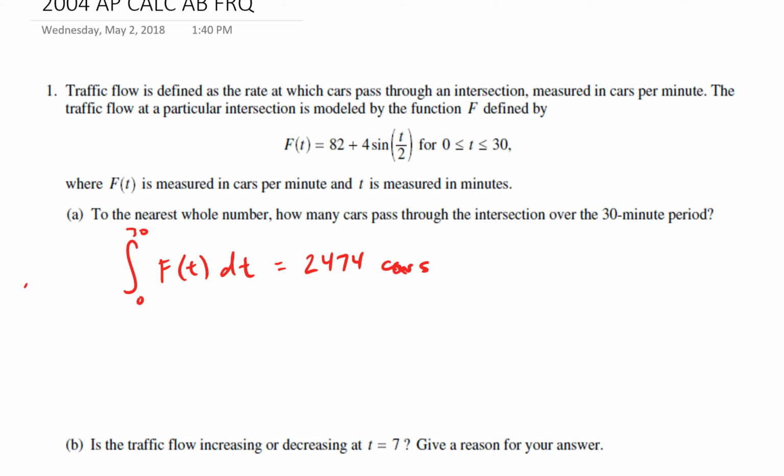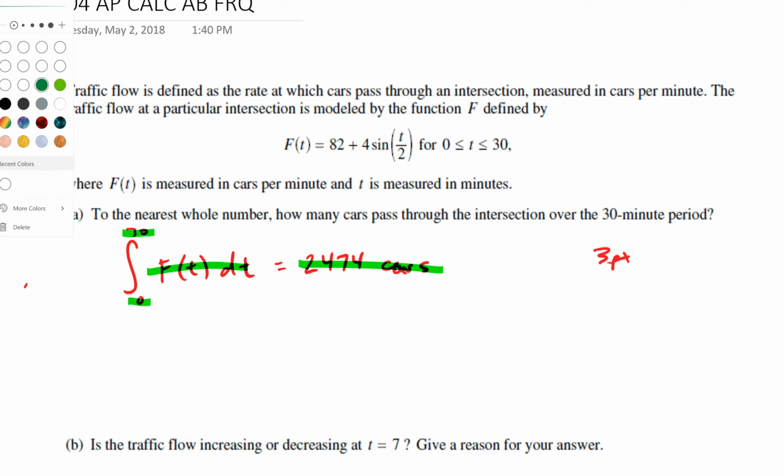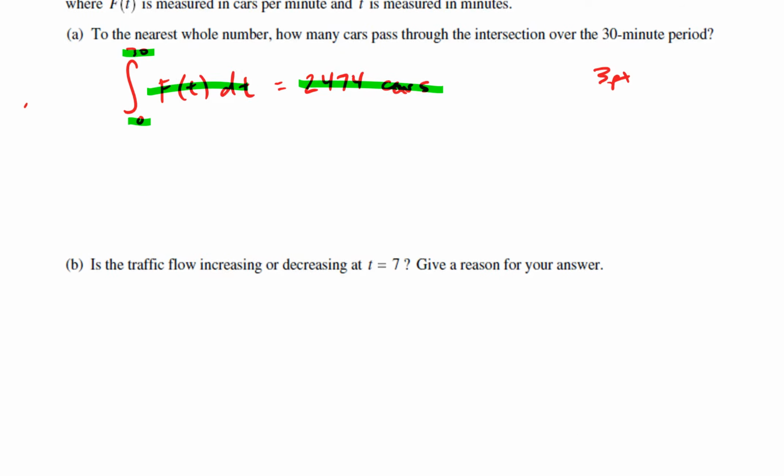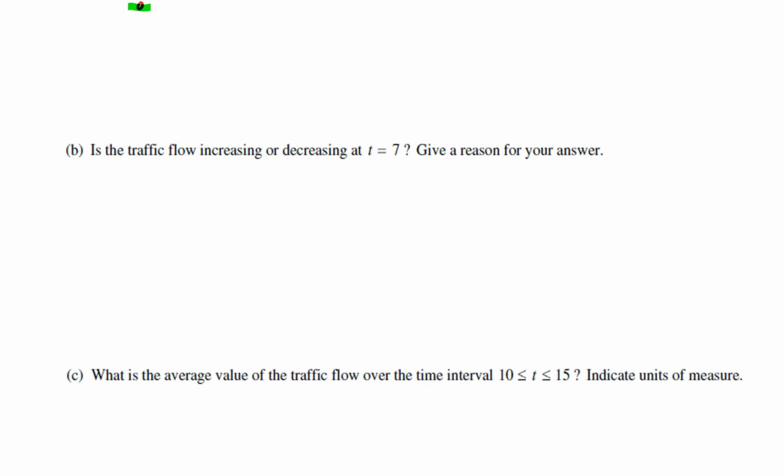So this is a 3-point question. You're going to get 1 point for the limits of integration, a 2nd point for the actual integral, and then a 3rd point for the solution. All right, and then moving on to part B. Is the traffic flow increasing or decreasing at t equals 7?